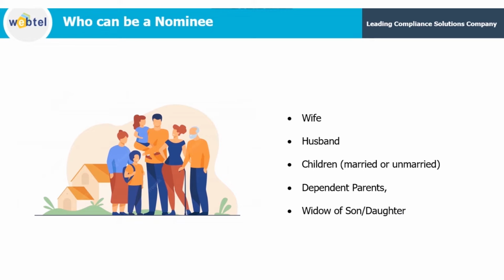Now let's talk about who could be the nominee. Basically, a spouse could be the nominee, children whether they are married or not, dependent parents, or the widow of a son or daughter. Any one of these could be a nominee for the member.